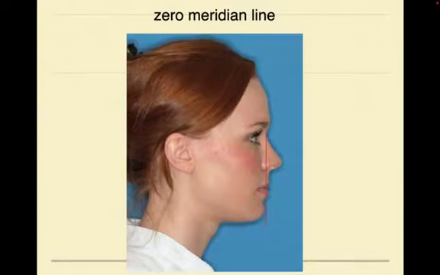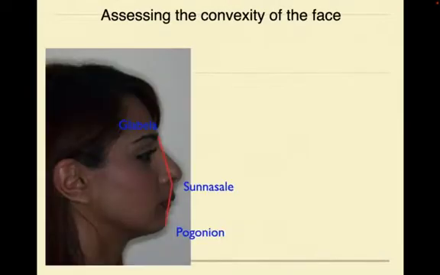Now then we have to decide what is the etiology for this class 3. We use something we call the zero meridian line. So we drop a line from nasion, and that line should be perpendicular to the floor. The chin should be sitting on this line, plus or minus less than 2 millimeters. So if the mandible is within this range, that means that the mandible is in a normal position. But if the mandible is sitting far posterior to this line or far anterior to this line, that means the mandible could be retrognathic or prognathic. So the zero meridian line tells you the correct position of the mandible in relation to the cranial base.